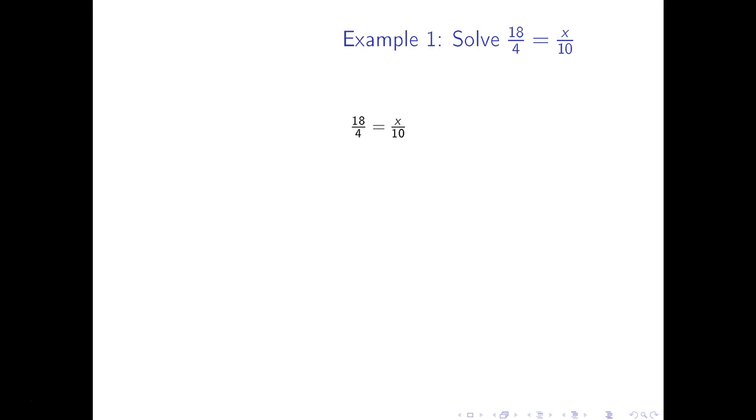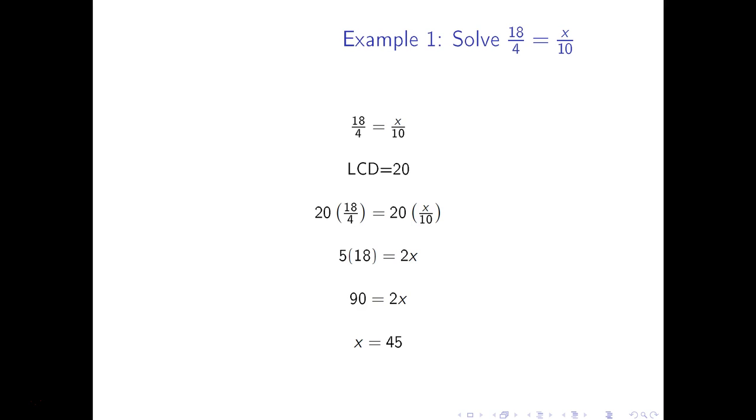Well, hopefully, as you approach this problem, you realize that I can solve it because I need a lowest common denominator. So what's the lowest common denominator? It's 20. So I multiply both sides by 20. Then we simply multiply together. 20 divided by 4 is 5. 20 divided by 10 is 2. Multiply those, and I get 90 equals 2x, divided by 2, and x equals 45.